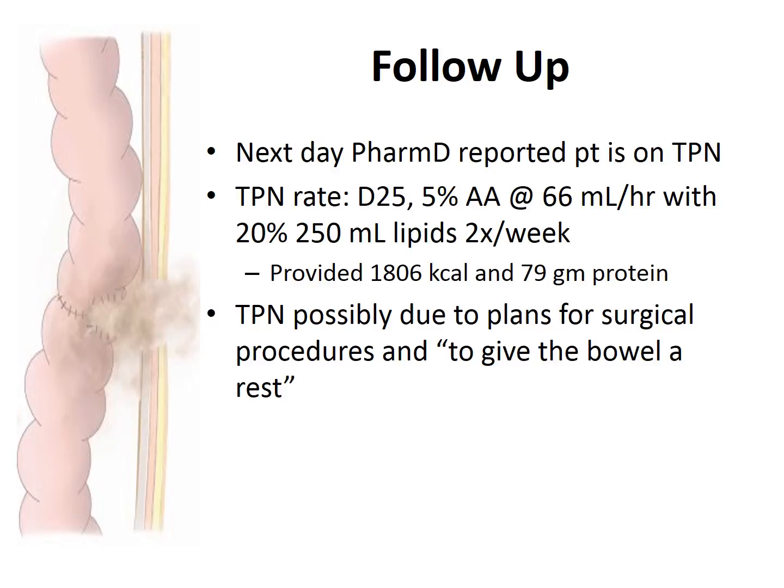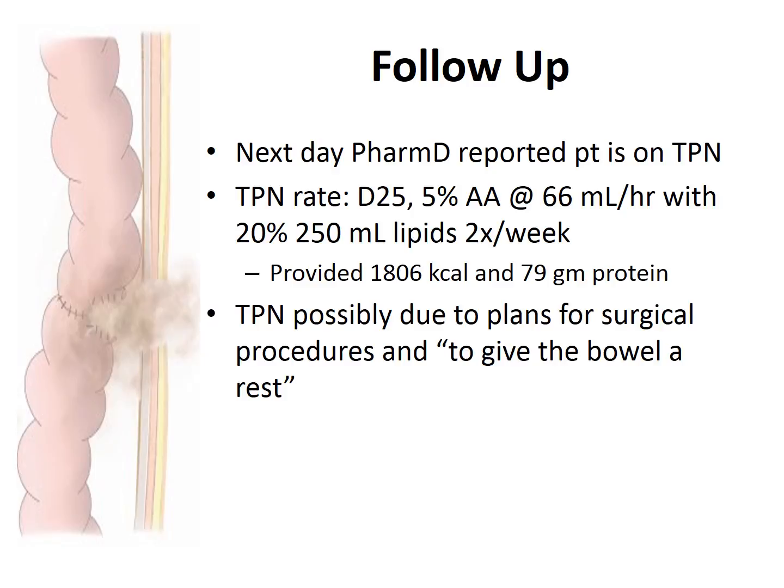Many follow-ups were conducted with this patient. The very first follow-up came the next day when the pharmacist reported that the patient was on TPN, or total parenteral nutrition, so being fed straight through the vein and bypassing the GI tract. With this, the pharmacist had chosen a solution and a rate of dextrose 25, 5% amino acids, goal rate being 66 milliliters per hour, and then lipids being added twice a week.